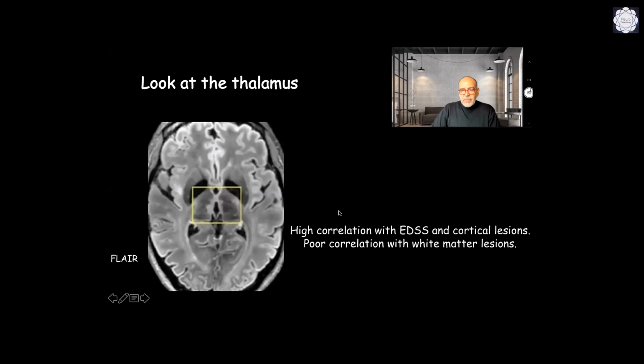Look at the thalamus, because the thalamus is associated with progression. It is associated with the clinical disability, with cortical lesions, and the lesions of the thalamus are very poorly associated with white matter lesions. So we have to look at the presence of lesions at this level, and if we can perform volume measurements of the thalamus and follow them over time.